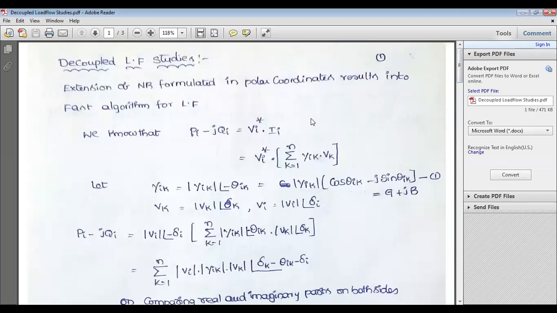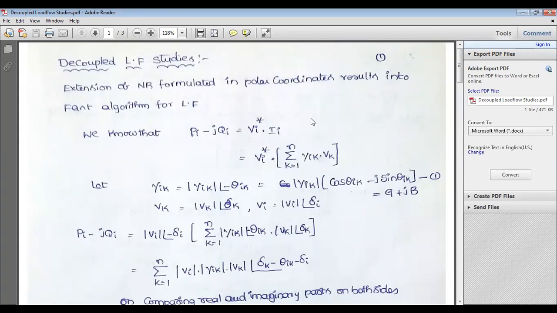Okay, no problem. So, decoupled load flow studies, which also include the fast decoupled load flow studies. As I already told you, decoupled load flow studies is the advanced or extended version of the NR method, which we have already discussed.